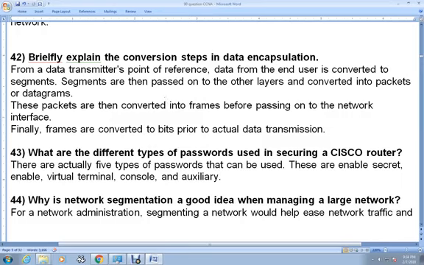From a data transmitter's point of reference, data from the end user is converted to segments. Segments are then passed to the next layer and converted into packets. These packets are then converted into frames before passing on to the network interface. Finally, frames are converted to bits prior to actual data transmission. So this is the process.